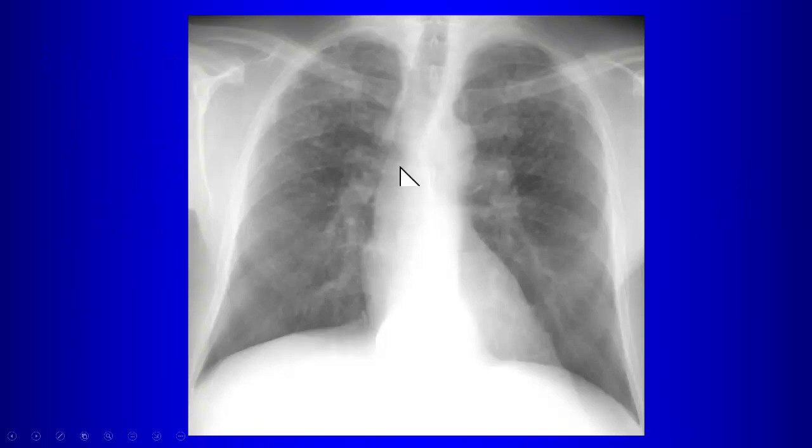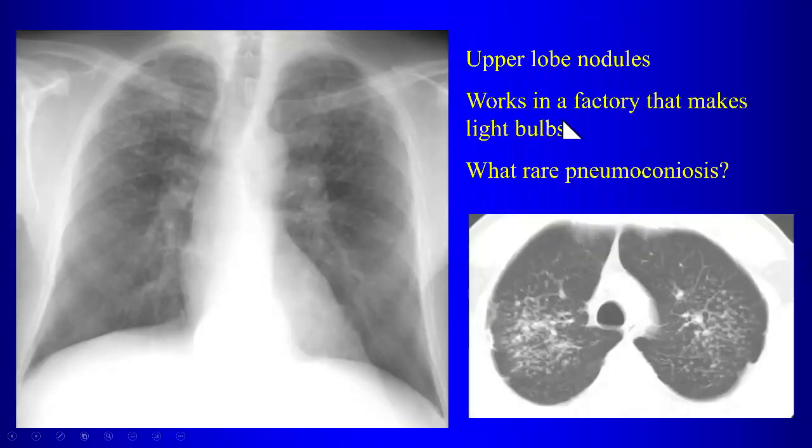All right, so here's a patient who has some nodular opacities, upper lung distribution. Anything else look abnormal? I don't know. Yeah, you might wonder about the highlight there, right? Upper lobe nodules, works in a factory that makes light bulbs. This is berylliosis, right? So berylliosis looks just like sarcoid. And the only way you're going to make the diagnosis is to get the occupational history of the exposure to beryllium. But the changes will look just like sarcoid.